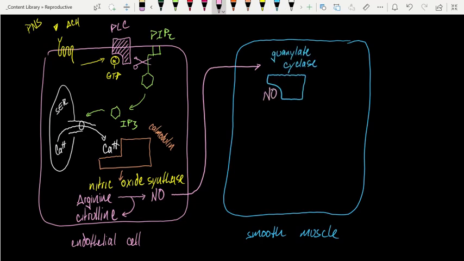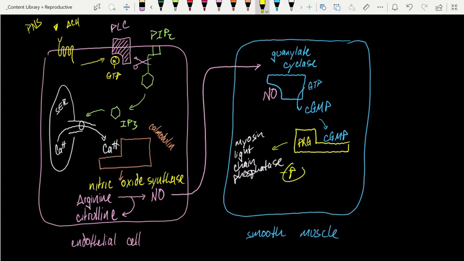As nitric oxide binds, guanylate cyclase takes GTP and converts it into cyclic GMP. Cyclic GMP binds to and activates a kinase called protein kinase G, which in turn adds a phosphate to myosin light chain phosphatase. Add that phosphate group to it, activating this enzyme.